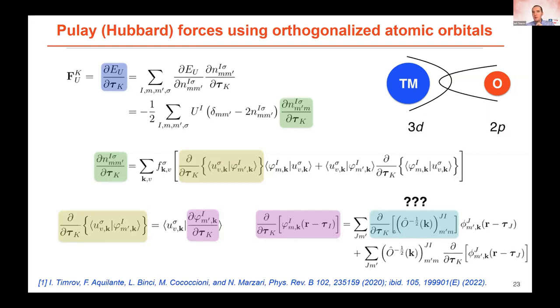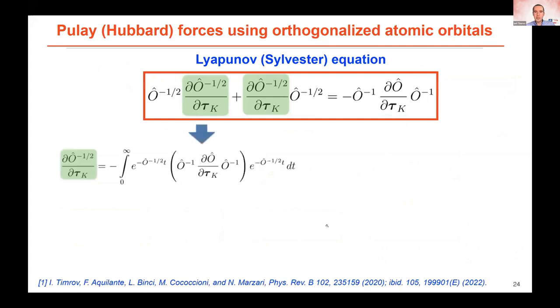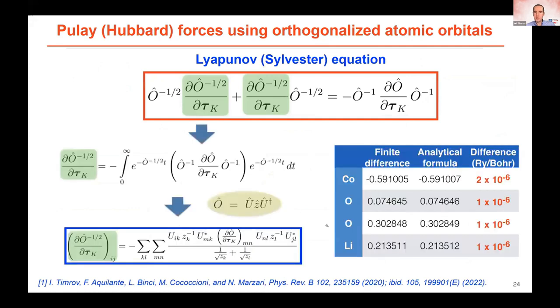It's not a scalar function, so it's not so easy. It's a matrix to the power minus 1/2. And we solved this problem a couple of years ago. I don't want to go into details because it's pretty involved. I just want to tell you that we found an exact solution to this problem. So this object can be computed by solving the Lyapunov or Sylvester equation. There is an exact analytical expression.